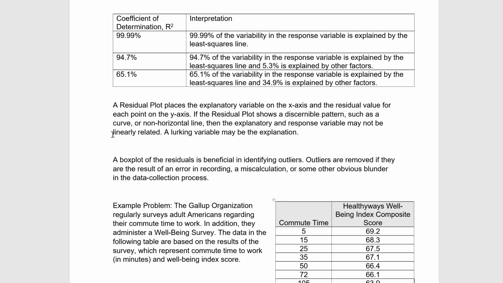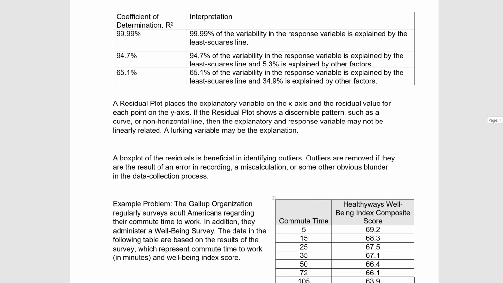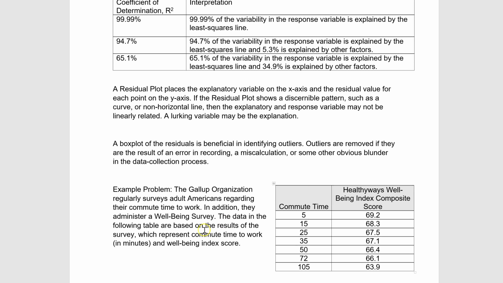The next analysis I would do is a box plot. It's a box plot of the residuals. It helps us identify outliers. It's outliers of the residuals. Outliers are removed if they are the result of an error in recording, a miscalculation, or some other obvious blunder in the data collection process. The example that I'm going to work through is one that you've seen in your textbook.